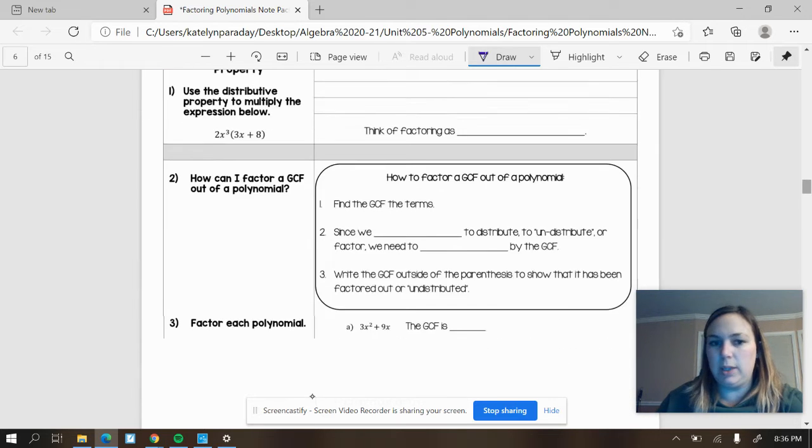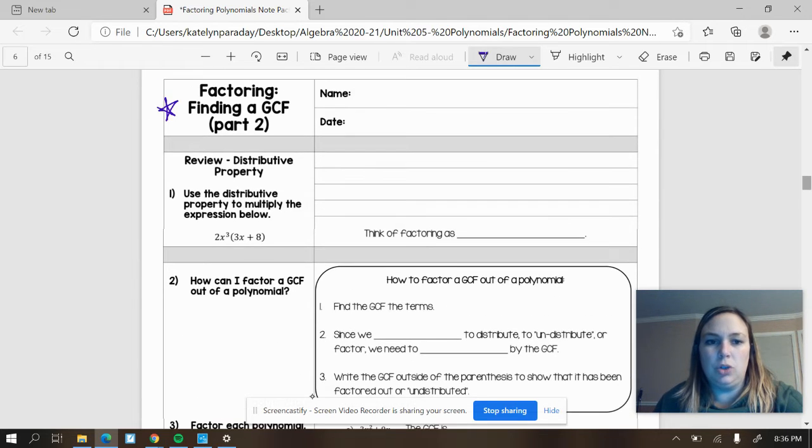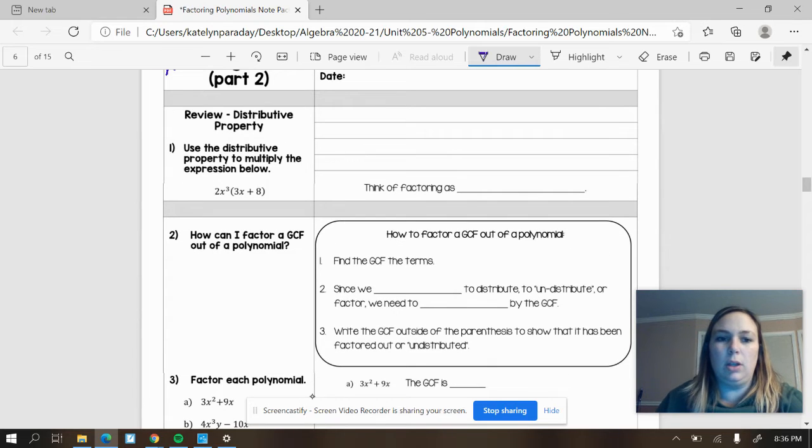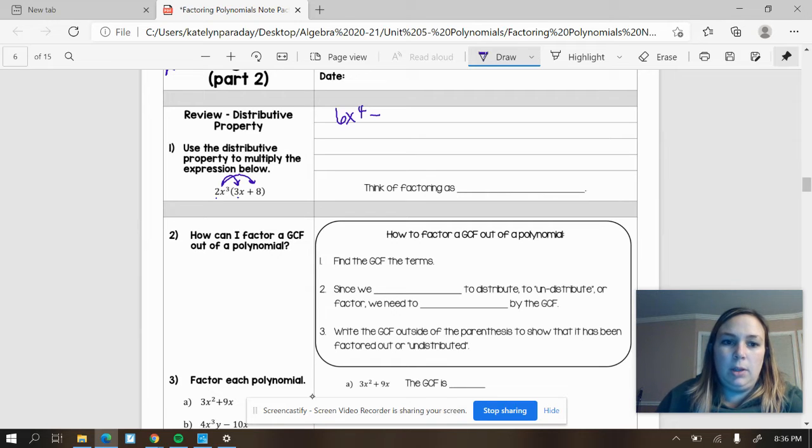I'll try to make this quick so that our video doesn't get too long. But we're going to review the distributive property. So we're going to multiply this expression down here, right? We distribute the outside to the inside. 2 times 3 is 6, and x to the 3rd times x would be x to the 4th. Plus 2 times 8 is what? 16, and just x to the 3rd.